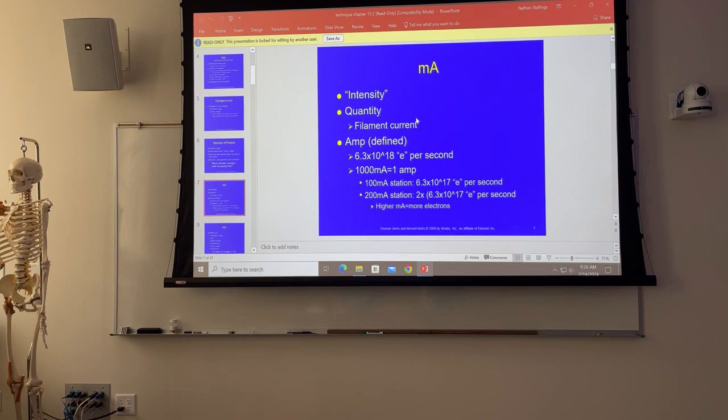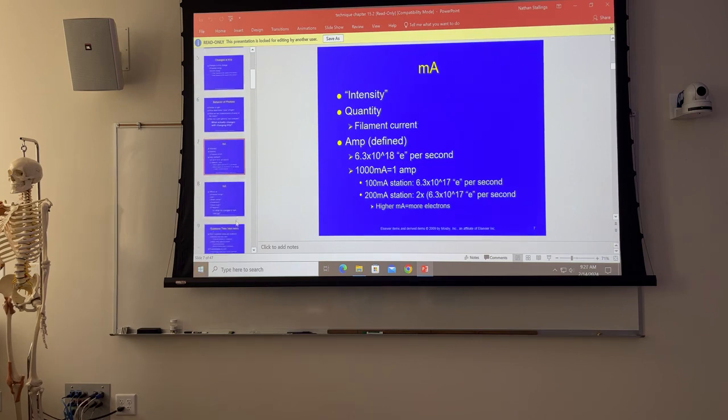Direct relationship. With KVP, it's direct and it's exponential. With mass, be it a change in MA or time, you've got a direct relationship all the way across the board. It changes nothing except for the number of X-rays. If you double your mass, you're going to double the number of X-rays at all energy levels, right? So it just doubles the number of X-ray photons we emit from the tube and doubles the number of photons that strike the image receptor.